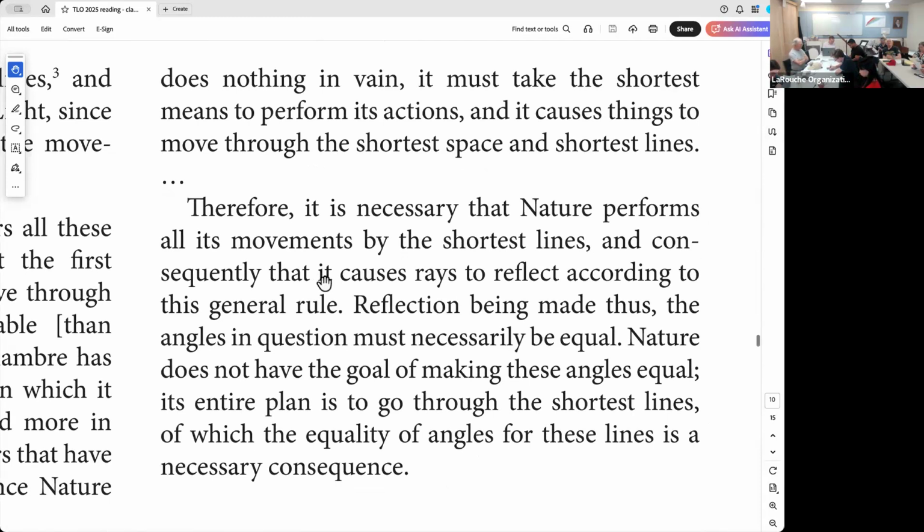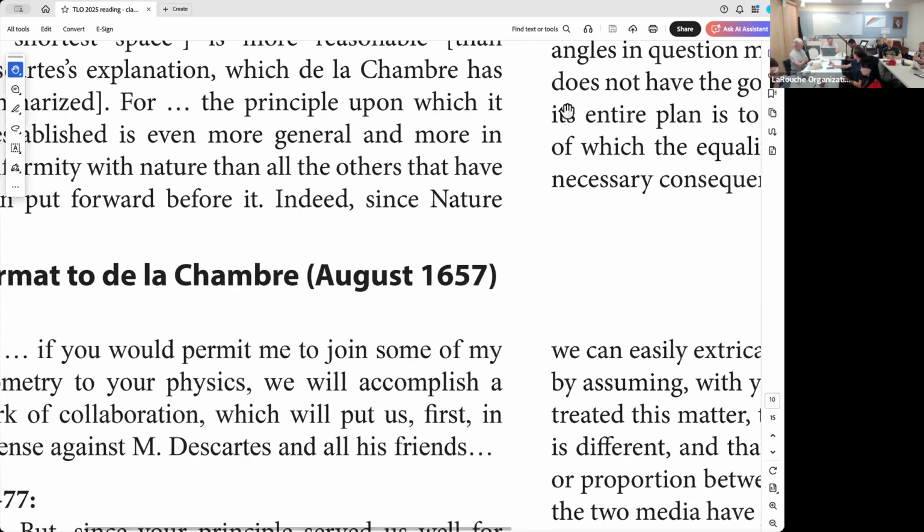Therefore, it is necessary that nature performs all its movements by the shortest lines, and consequently, that it causes rays to reflect according to this general rule. Reflection being made thus, the angles in question must necessarily be equal. Nature does not have the goal of making these angles equal. Its entire plan is to go through the shortest lines, of which the equality of angles for these lines is a necessary consequence. Okay, thank you.